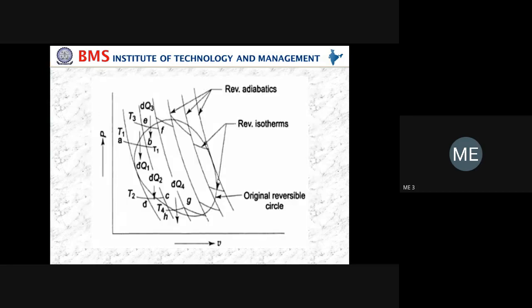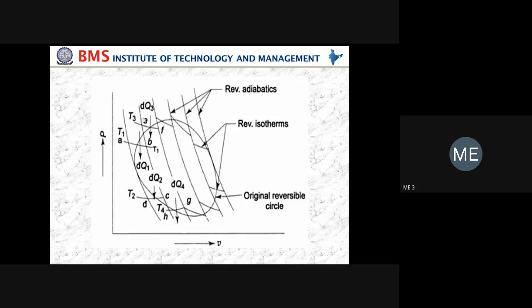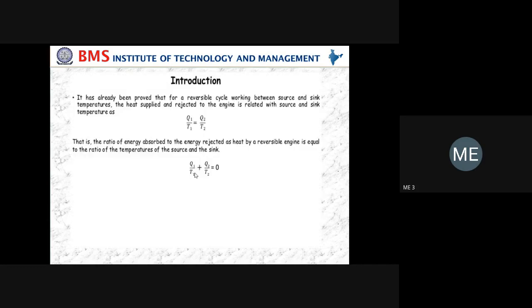Now you can take the second cycle. How do you write it for the second cycle? Q3 divided by T3 equals minus of Q4 divided by T4. Initially I took the first cycle with temperatures T1 and T2, and now I am taking the second cycle, where Q3 is the heat added. You can write Q3 divided by T3 equals minus Q4 divided by T4, or Q3 divided by T3 plus Q4 divided by T4 equals 0. Like that you can write for any number of cycles.